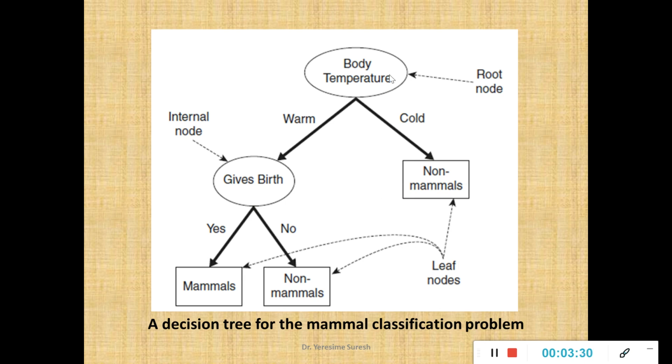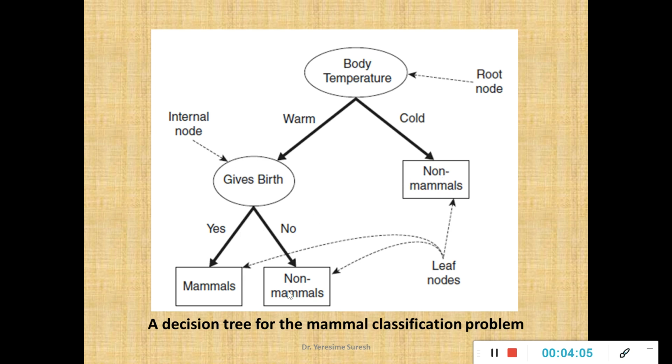wherein I have body temperature as the root node, and the in degree for the root node is 0. Yes, there are no links, it is 0. Out degree is 0 or more, so I have two edges flowing out of it. So body temperature becomes a root node. What is an internal node? In degree is 1, yes, it has one edge flowing towards it, and out degree is 2 or more. I have two edges here, so obviously this becomes an internal node.